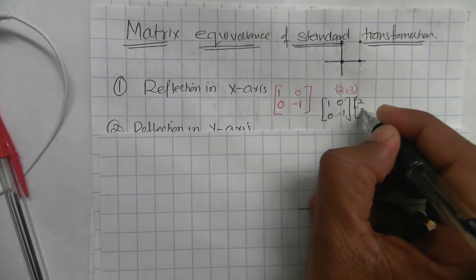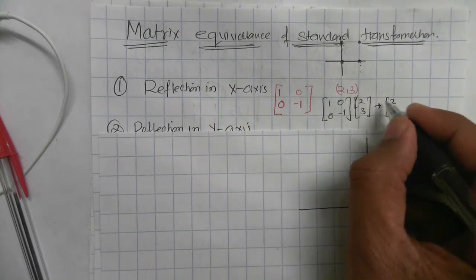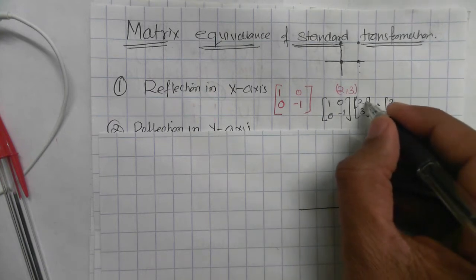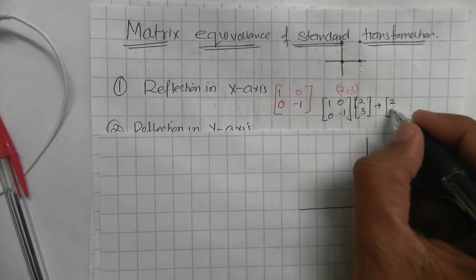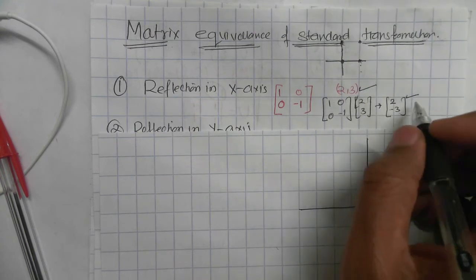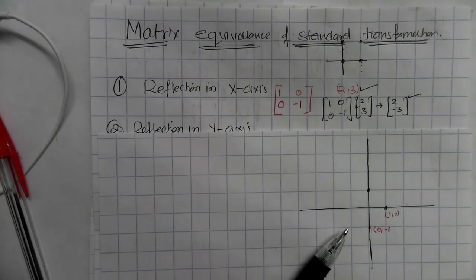Okay, that's 1 times 2 is 2. Make sure I don't make a mistake: 0 times 3 is 0. So 0 times 2 is 0, minus 1 times 3 is minus 3. So (2, 3), like we see, has gone on to (2, -3). So this is the matrix which represents reflection in the x-axis.